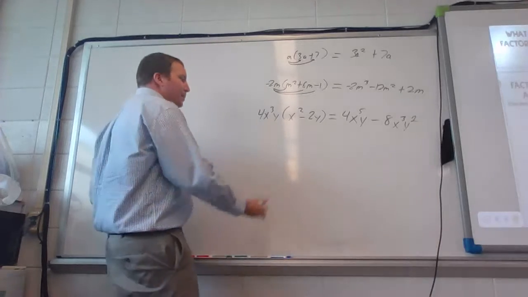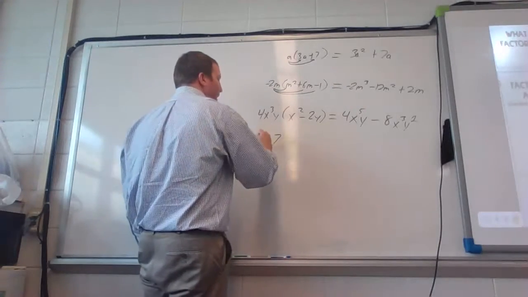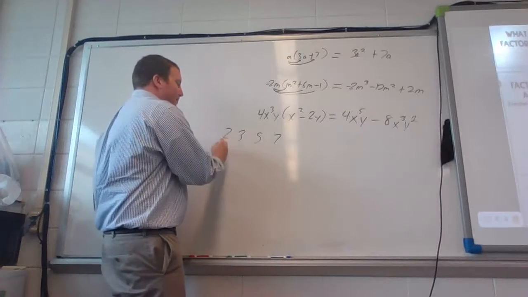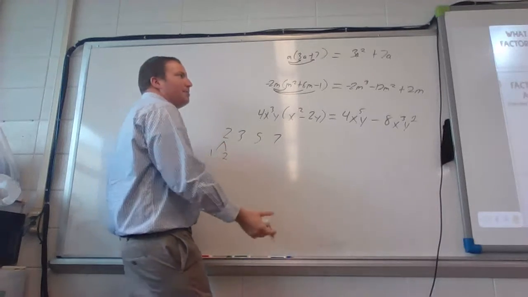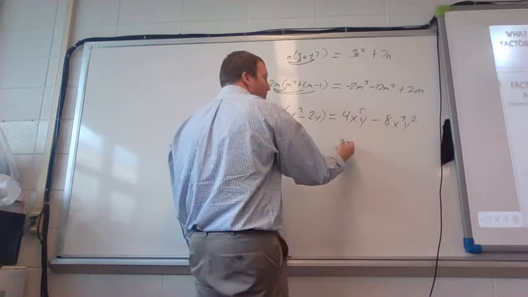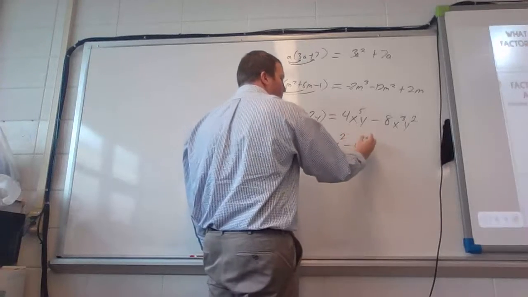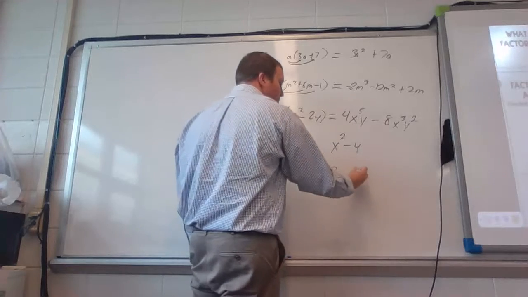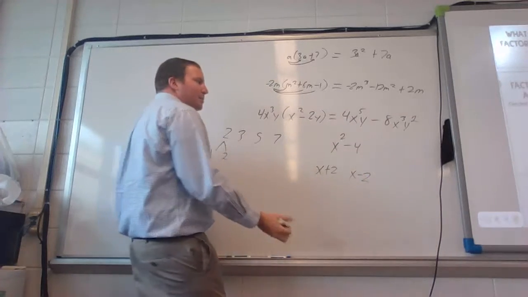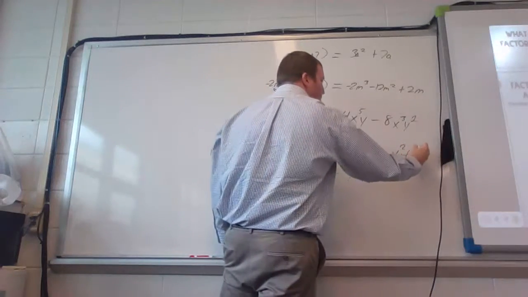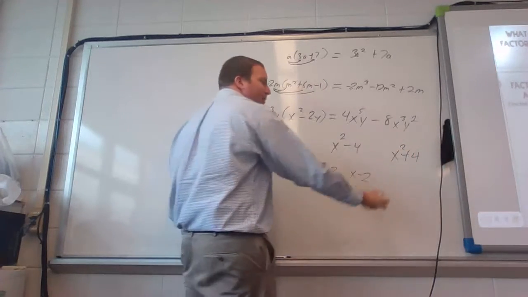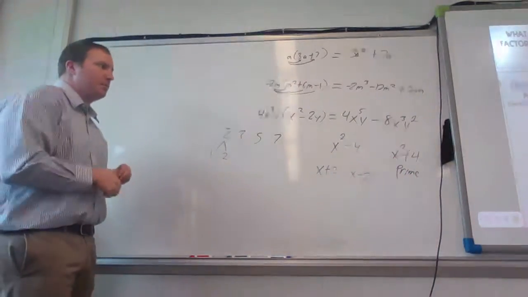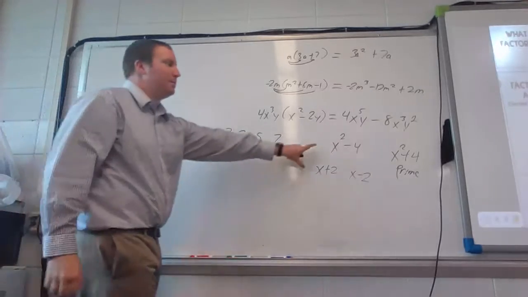So just like prime numbers, we have 7, 5, 3, 2, all of these are prime. We cannot factor those. Their factors are just one and themselves. Same thing with polynomials. It's like x squared minus 4. We can factor that. We can break it down into two things. Whereas an x squared plus 4 cannot be factored. That would be considered a prime polynomial.